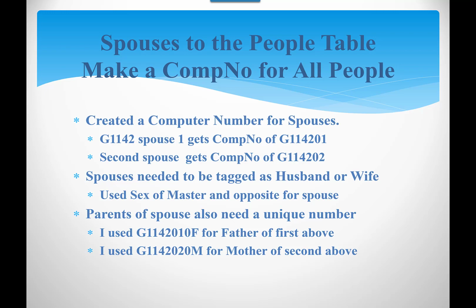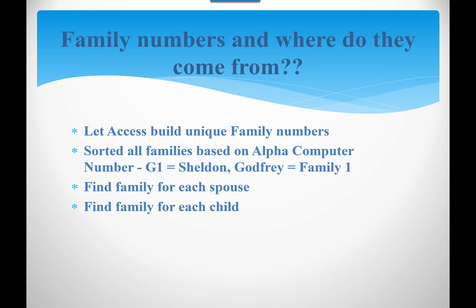Now, parents would get a 0M for mother, 0F for father. And that way I could give each person a unique number. This helped a lot, but it also created another extension to the database and the numbering system. Each spouse created a family number for GEDCOM.